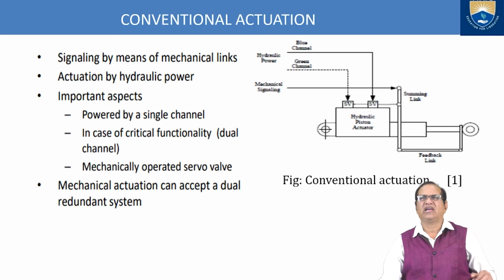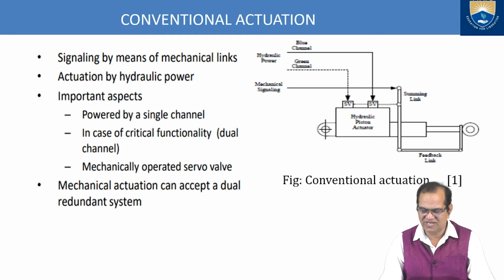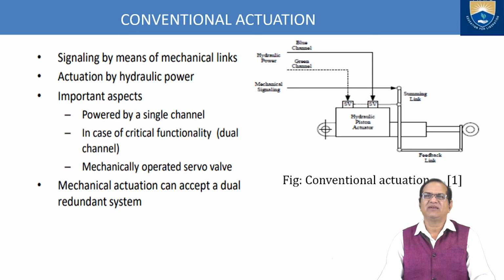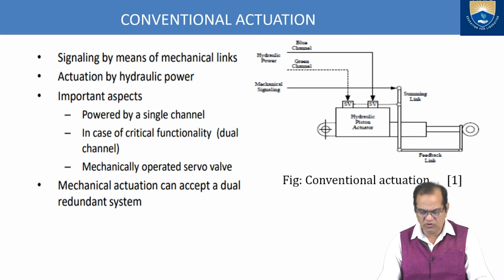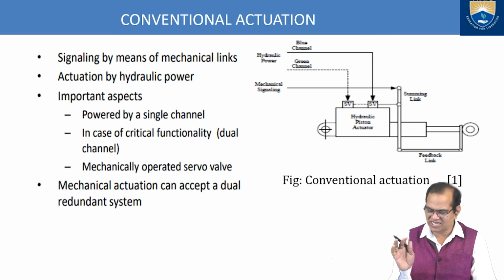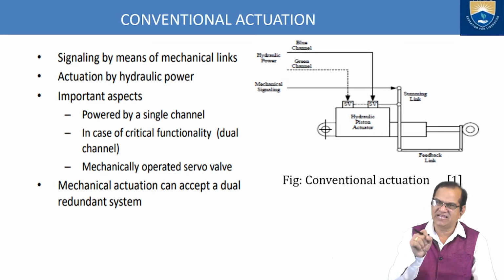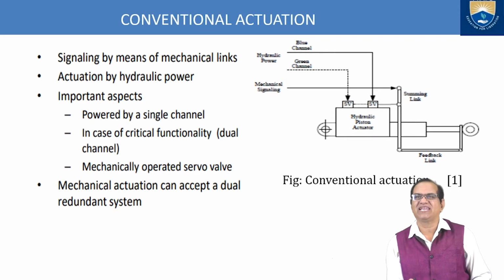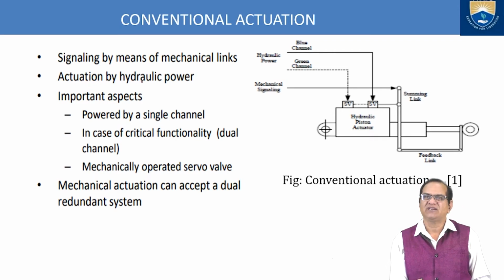So here a conventional actuation system. In this, signaling is by means of mechanical links. So a signal or some forces are applied by the help of the pilot link. It is connected with the hydraulic piston actuators. So the signal is given by the mechanical links. Actuation by hydraulic power. So in this hydraulic power is supplied.